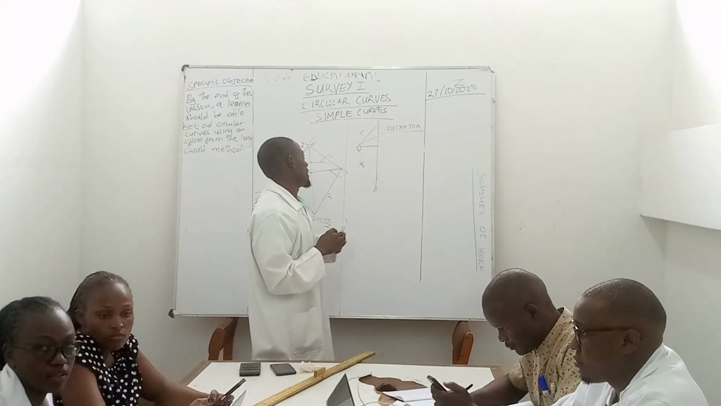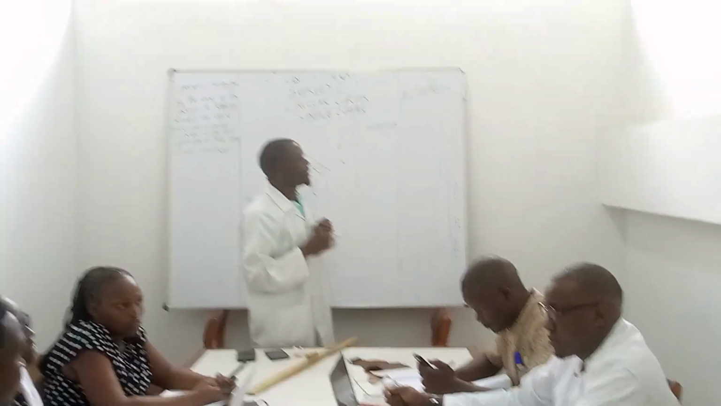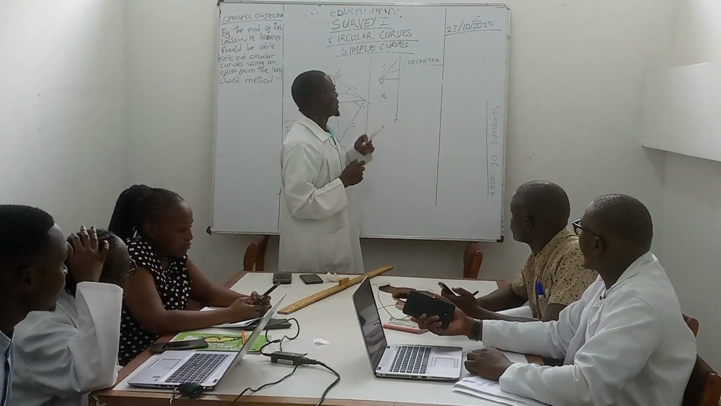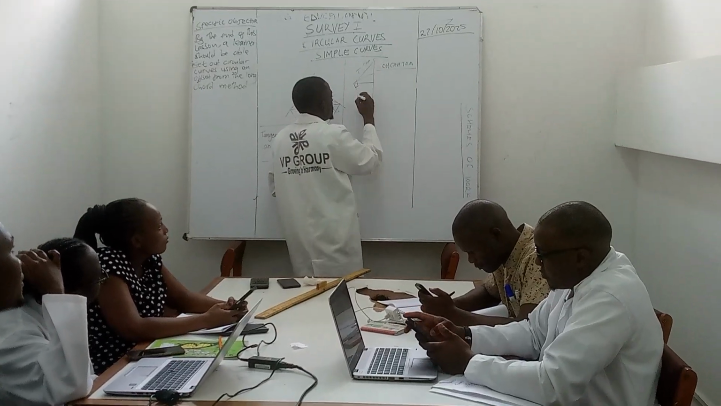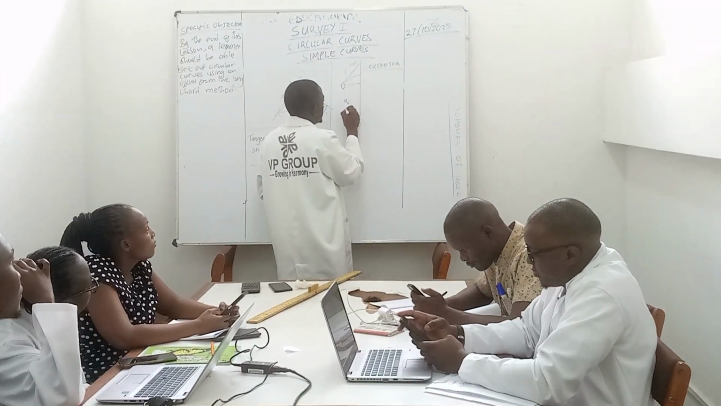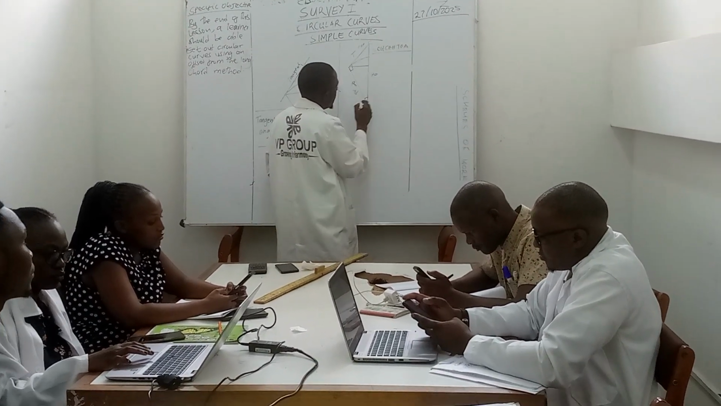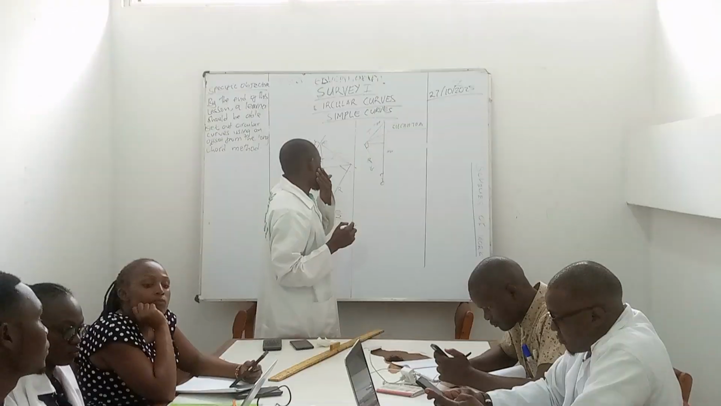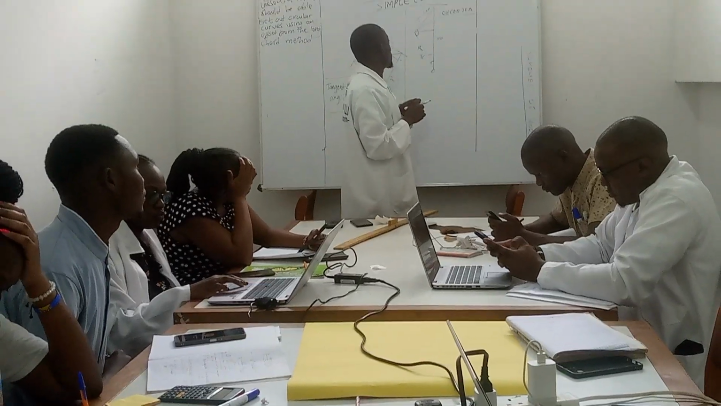Now we want to find the tangent. Which side will we use when we want to find the tangent? This tangent is the opposite. We have the adjacent here and the hypotenuse. Now this is our angle. Let's assume our angle is something. Let's just call it theta. It makes the work easier.